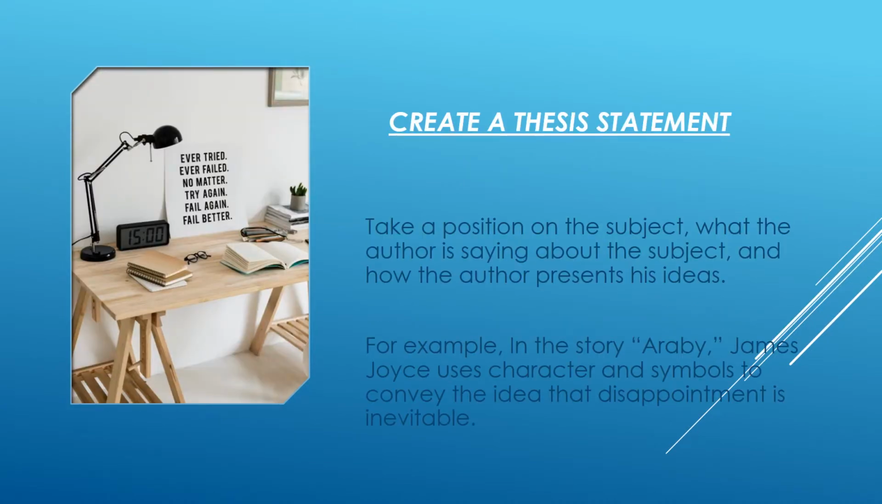So let's create the thesis statement. We know the topic, we know the message about the topic, and we know how the author does it. So now we just have to create that one sentence that puts it all together in a beautiful ball. So for example, James Joyce uses character and symbols to convey the idea that disappointment is inevitable. I know the topic of this story. It's about disappointment. I believe that the story is saying something about disappointment, that it's saying that disappointment is inevitable. Now, how does James Joyce do that? He uses symbols and character. So I have a direction for my paper. My paper has clear focus, and I know exactly what my body paragraphs have to do.